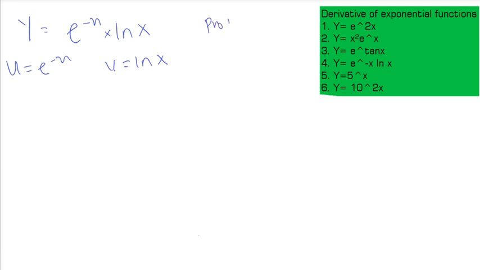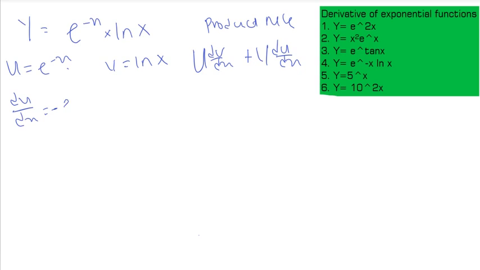Now we're going to be using the product rule. So our product rule formula is u dv/dx plus v du/dx, right? Okay, so now let's find our du/dx. Our du/dx will be equal to, here we just find the derivative of this. That'll be minus 1, so we'll have minus 1 multiplied by the entire function. So that'll be minus e to the power of minus x. Then we're going to have dv/dx. When we find the derivative of ln x, we get 1 over x. I already explained this at the beginning of the video.